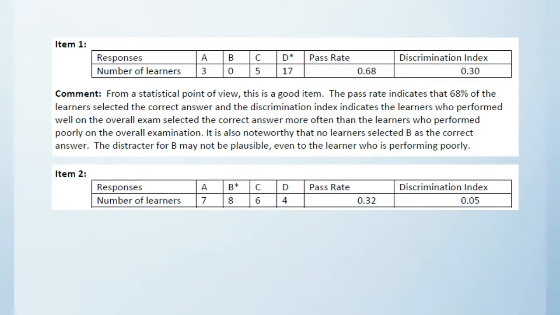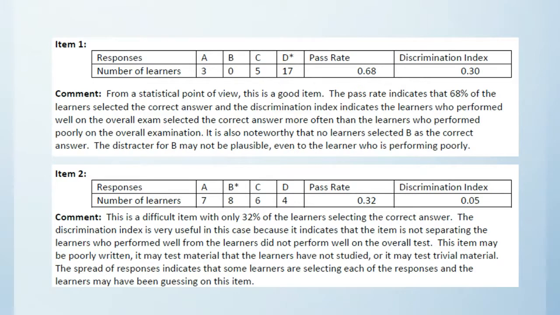All right, so our next item, our correct answer is B. 8 people chose it, and then it's kind of a semi-equal spread of the other answers. Our pass rate is 0.32, which is not wonderful, but it's not horrible. And our discrimination index is really close to 0.